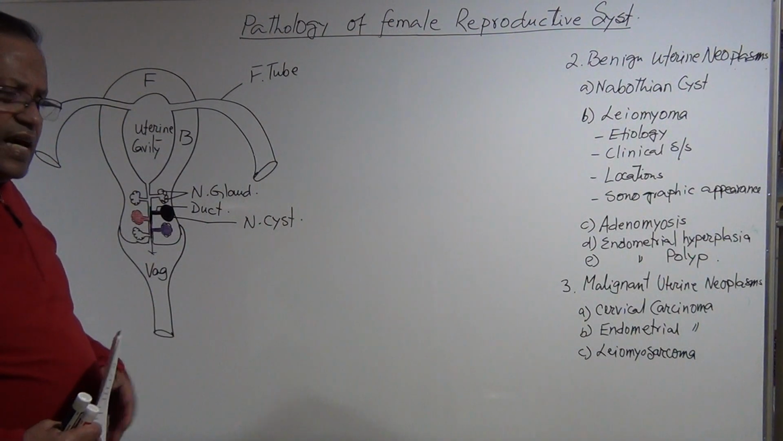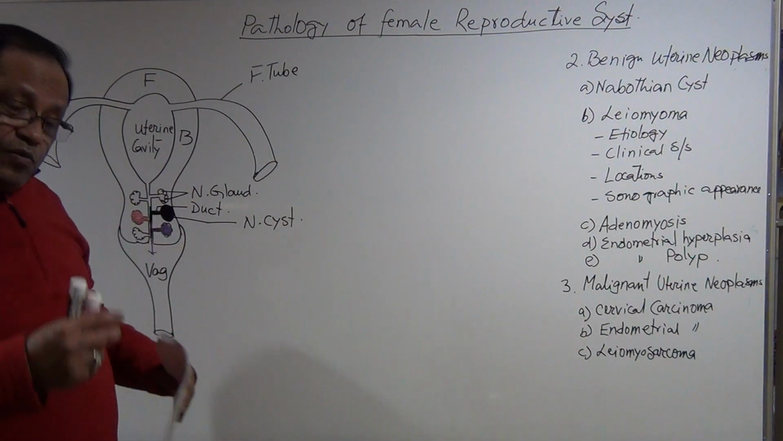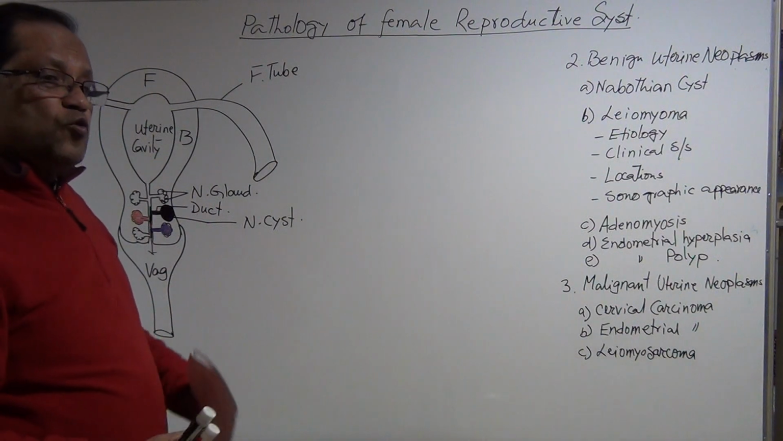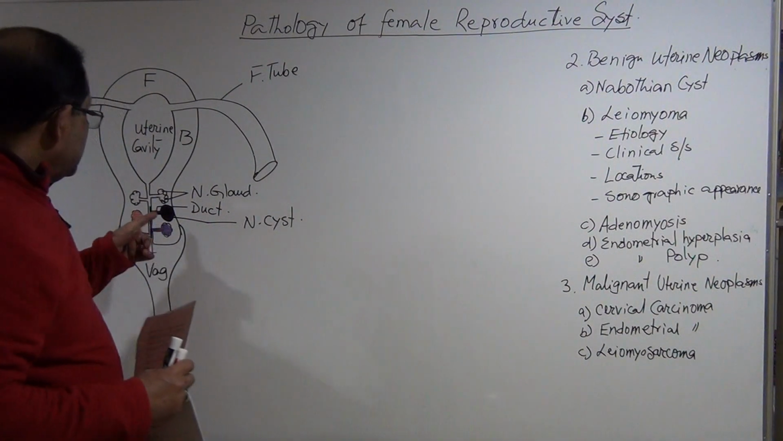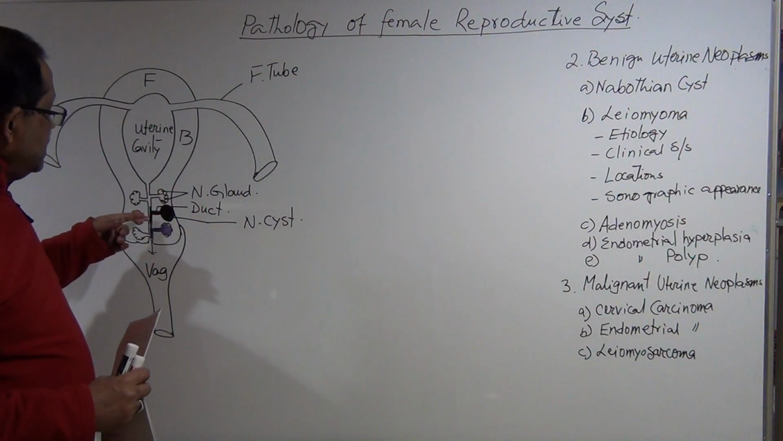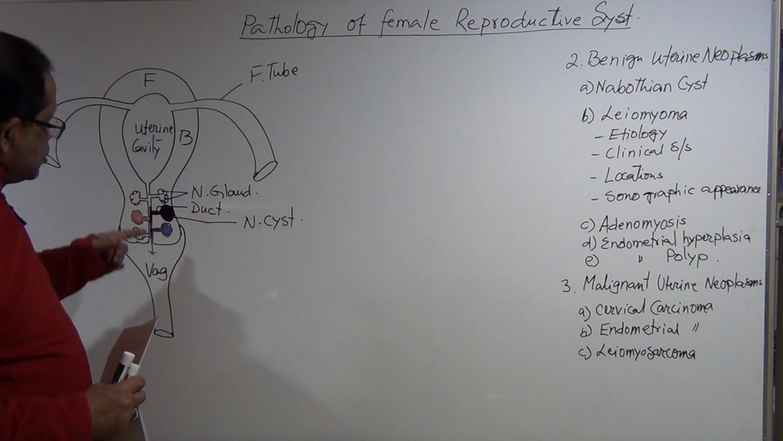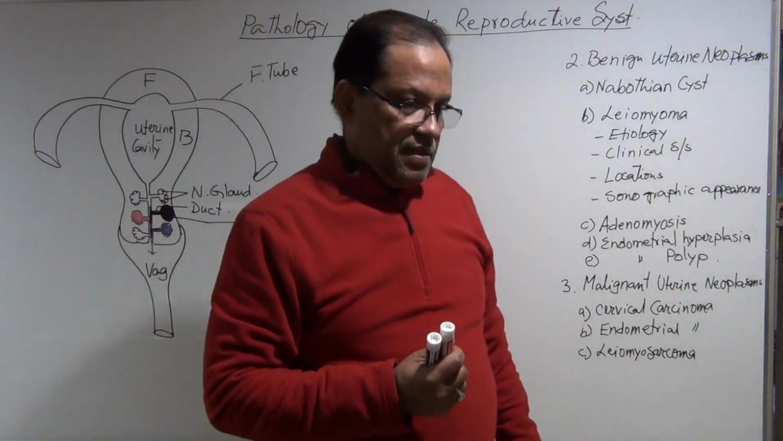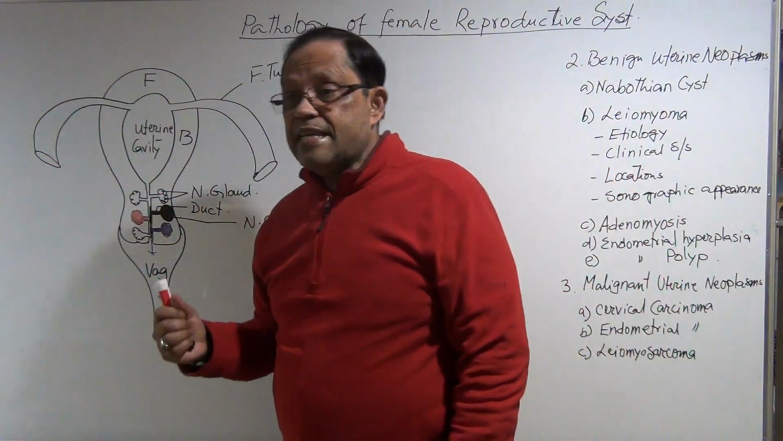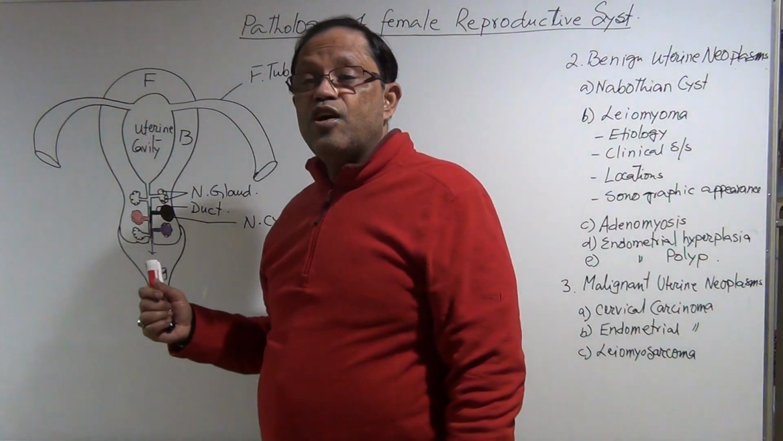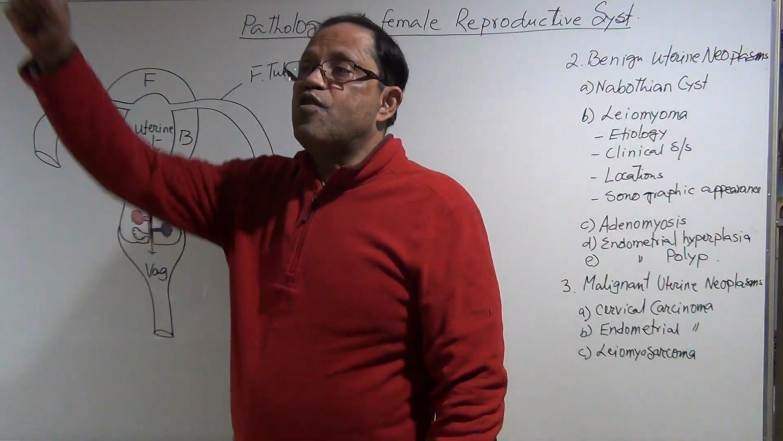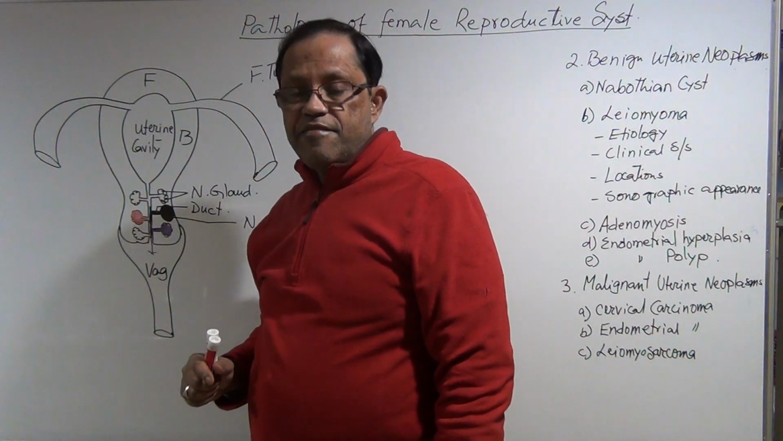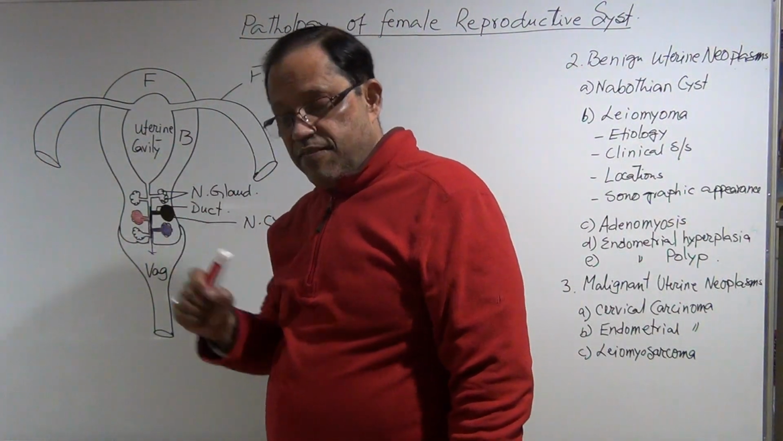It can produce the pressure effect, the patient will feel pain, and it could be such a big one that it can cause obstruction of the cervical canal. Because of the pressure effect, it can cause failure of the sperm to move forward towards the uterine cavity. So that can cause infertility.